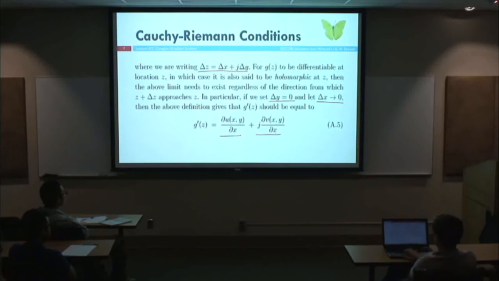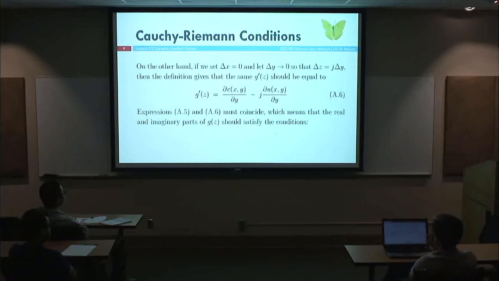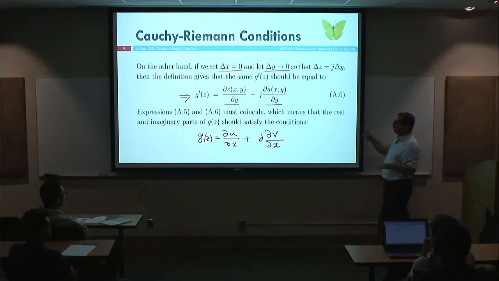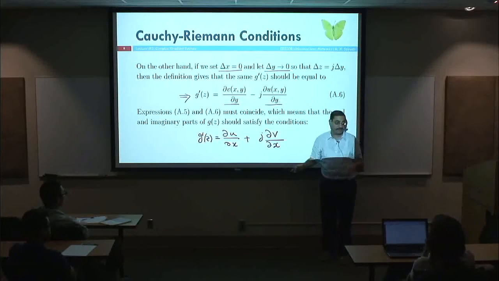I can make delta z go to 0 by making delta x 0 and delta y go to 0, right? Now I make delta z go to 0 along the y-axis. So if you go back to the same definition, you will find that g prime of z, the complex derivative now, is given by this expression, right? So if you compare, before I had the partial derivative of u plus the partial derivative of v relative to x, right? This is now v relative to y, u relative to y. But these are expressions for the same derivative, so they have to agree, right?